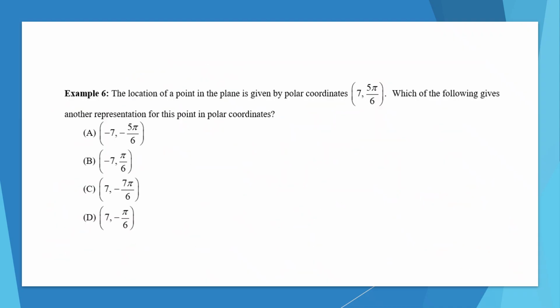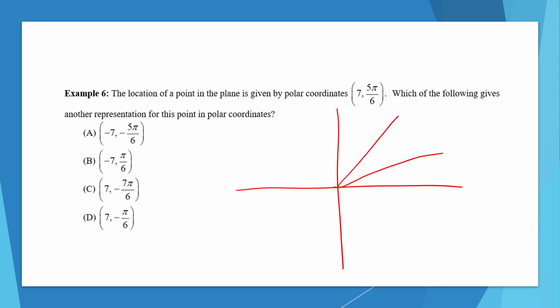Example number 6. The location of a point in the plane is given by polar coordinates 7 comma 5π over 6. Which of the following is another representation? So what I would recommend is actually just draw out a polar coordinate grid. And so we have 6, so I'm going to split this up into 6. All right, and then let's take a look. 5π over 6 is 1, 2, 3, 4, 5, and positive 7. So that is where we're looking at. So this is our star point. We want to see which one aligns with that from our 4 answer choices.